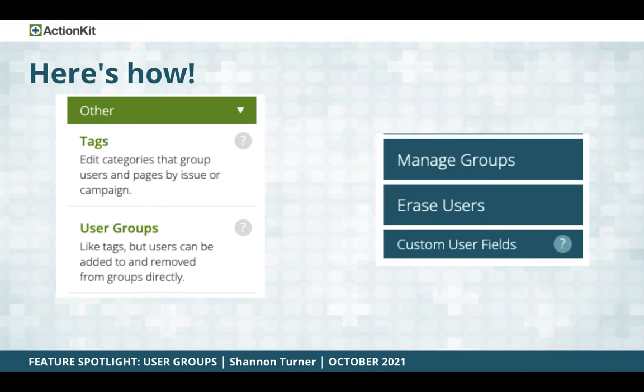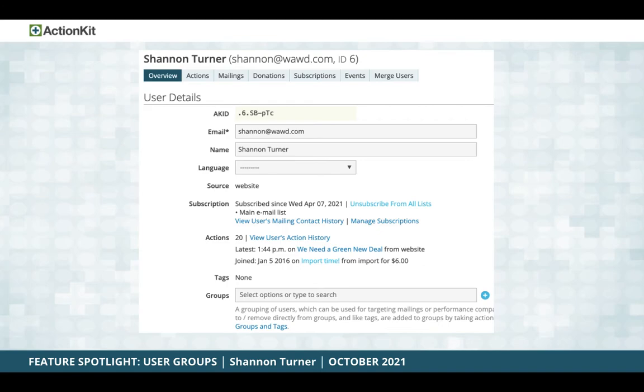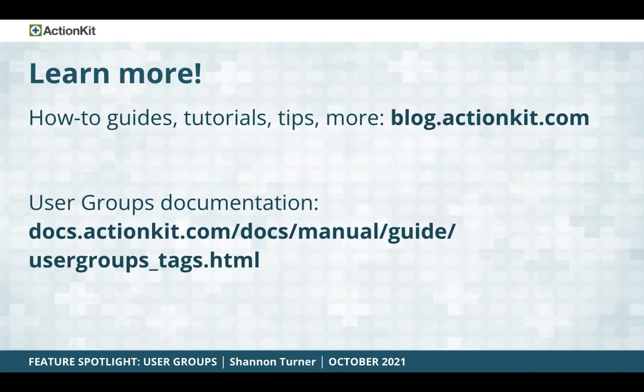You can create user groups from the Pages tab in the sidebar menu, just under Tags in the Other menu. You can also, in the Users tab in the sidebar menu, go to Manage Groups. Of course, you can also add groups from any page, just like you can with tags. And you can add groups on the user overview screen for any user. And this is what that looks like. So that's all we've got for user groups.